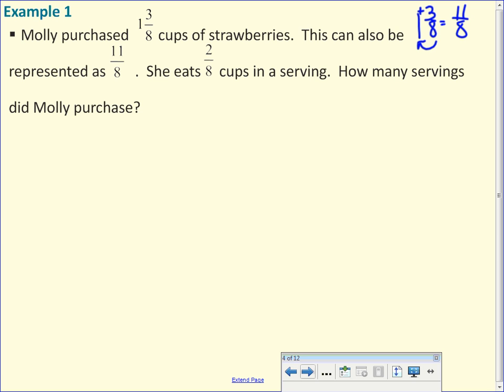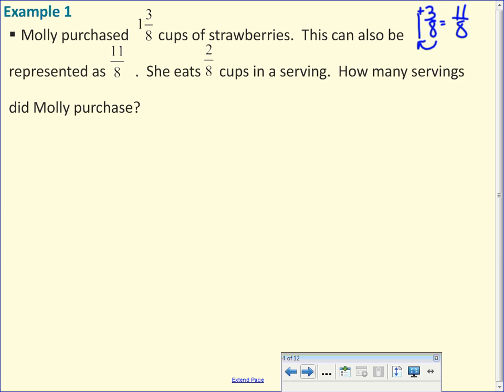She eats 2/8 cups in a serving. So how many servings did she purchase, or how many servings can she make? So what are they asking us to do? Ooh, they're asking us to slam that door shut. What are they asking us to do? We have 11/8. This is what I like to do when I cook, and then I like to scoop it out into smaller individual cups, and then freeze them that way so that I have them.